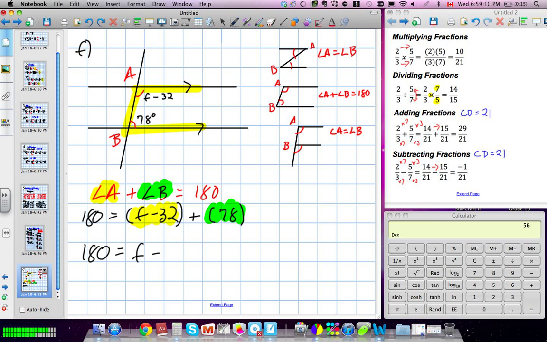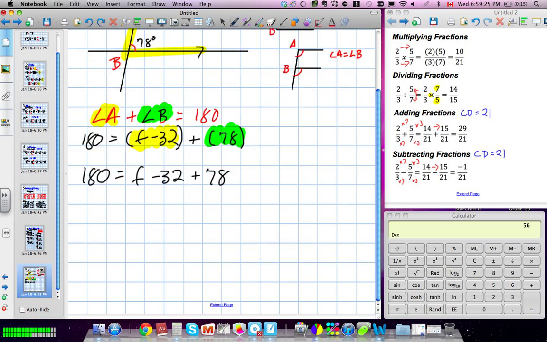Now we're going to use our algebra to solve. 180 is equal to, I'm going to drop the brackets, so I get F minus 32 plus 78. I need to solve for F, so I need to get F all by itself. So what do I want to do here? Let's put negative 32 and 78 together first.